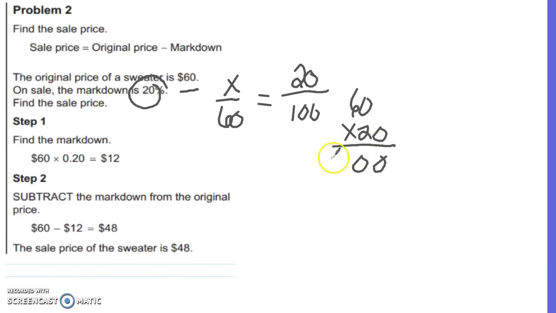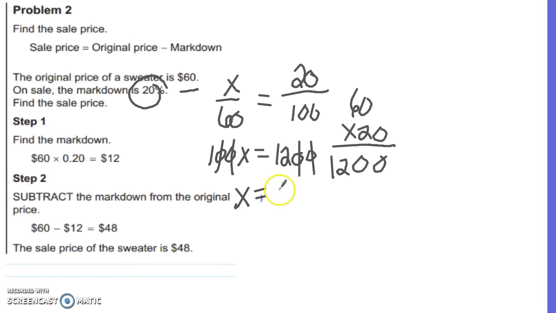So you are going to get 1,200. Then you have to divide by 100. When you divide by 100, there's the zero trick. So you're going to get X is 12.